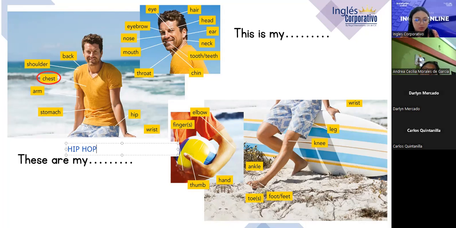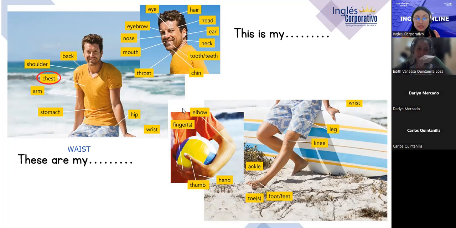Entonces, como dicen cintura, por ahí lo mencionaron, cintura que no está acá. How do you say cintura in English? ¿Quién sabe? Ni idea, teacher. Waist. Ahí está la cintura. Por si quieren tomar nota de esa parte que no tenemos acá. Waist. And then we have hip. And after that we have wrist. ¿Qué será entonces wrist? Muñeca. Wrist. That's it.